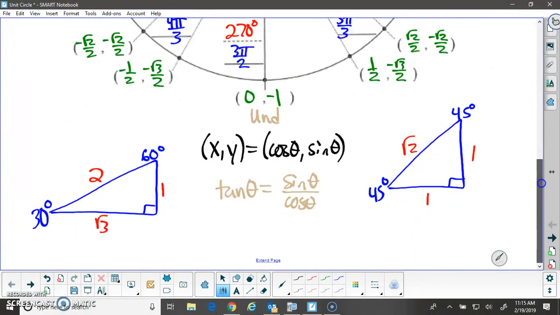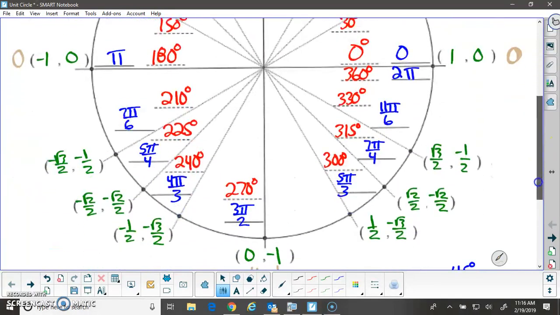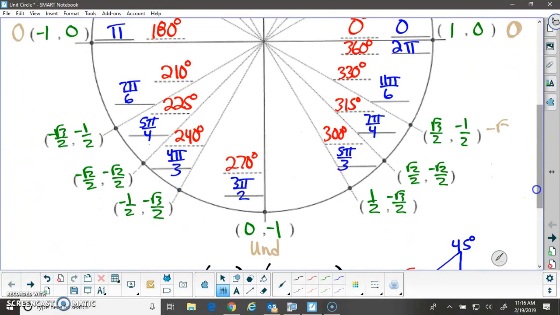Now if we go to 30 degrees, tangent of 30 is 1 over the square root of 3, which rationalizes into square root of 3 over 3. Based upon symmetry, we have the same value over here, but negative. Based upon symmetry, we have the same value down here, except for negative. And the third quadrant has a positive tangent value.